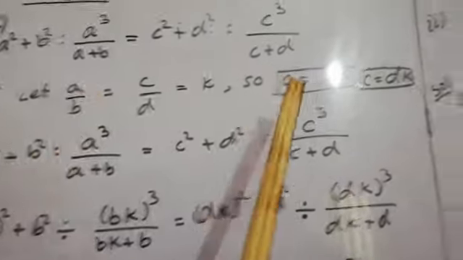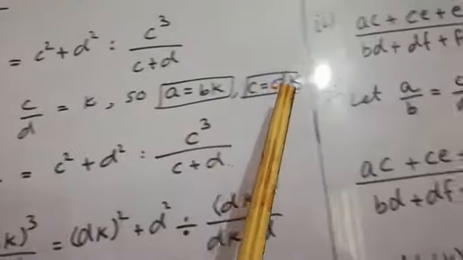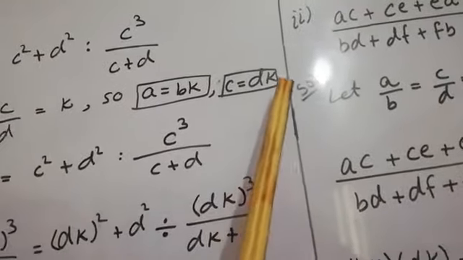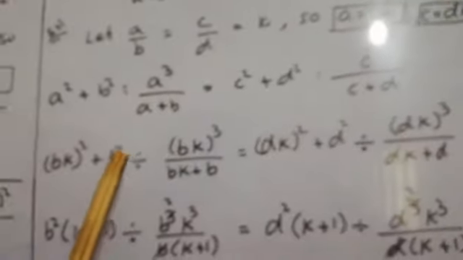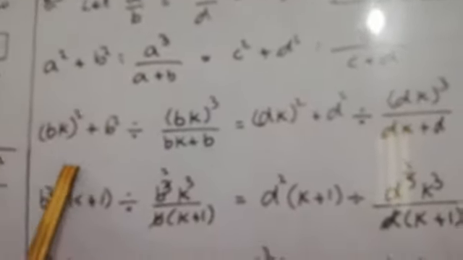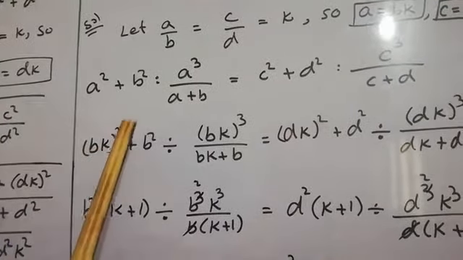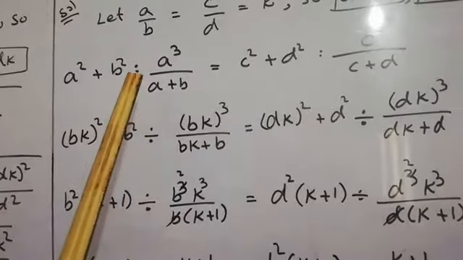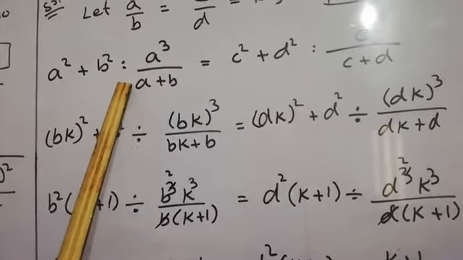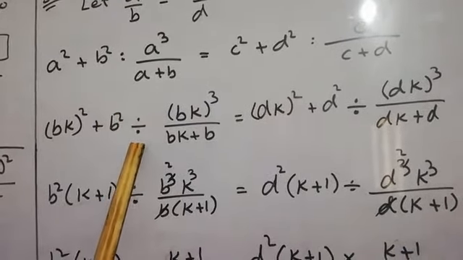Now we will put the value of A which is equal to BK and the value of C which is equal to DK. We will put the values of A and C in this equation. So it will become A square means B square K square plus B square, and you know that, my dear student, that ratio can be written in the form of division.